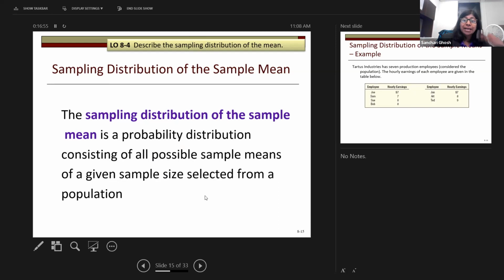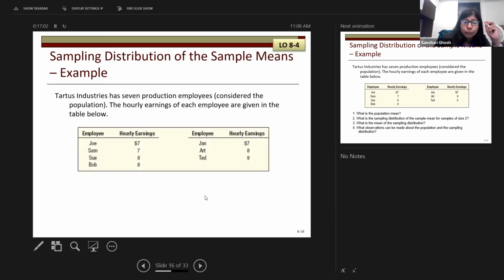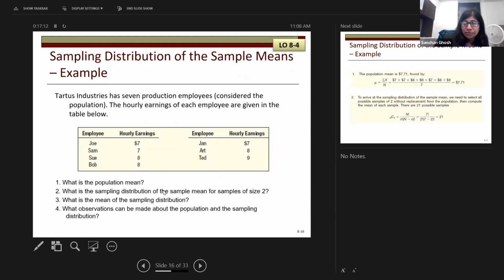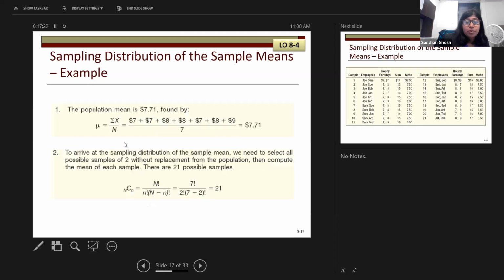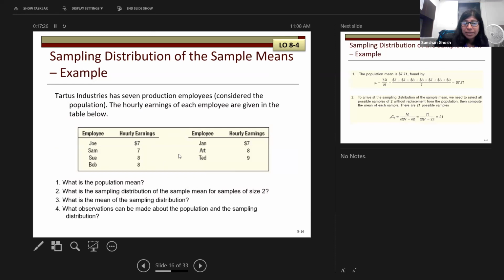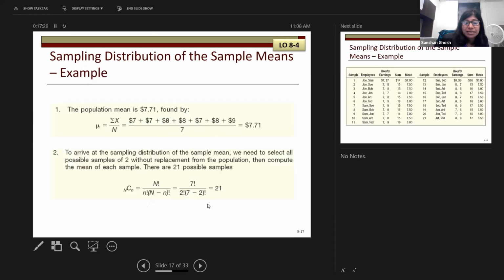Now you're doing the actual work. From all those methods or types of sampling that we saw, now we are applying our sampling knowledge. We are going to sample from hourly earnings from these data given to us. What is the population mean? What is the sampling distribution of the sample mean? So basically, we have 7 employees working here. The population mean, of course, is the population earnings, 7 plus 8 plus 8 plus 7 plus 8 plus 9, divided by 7.